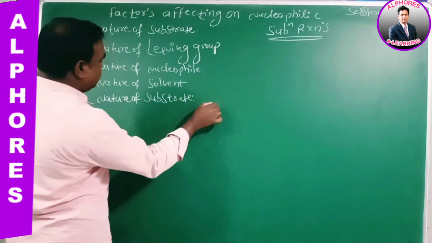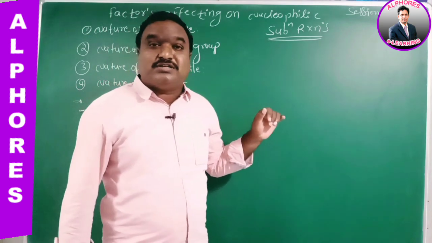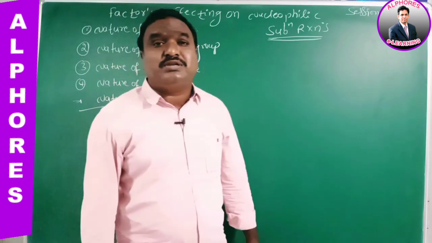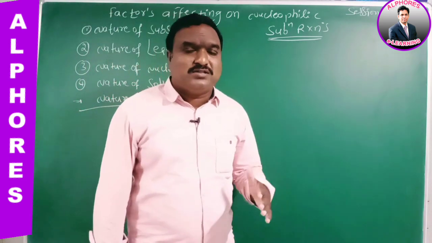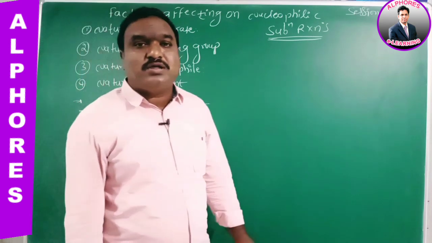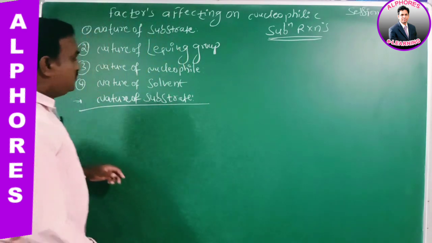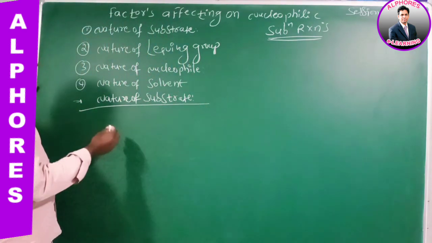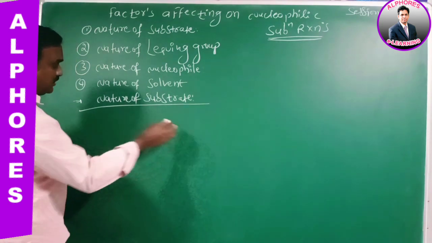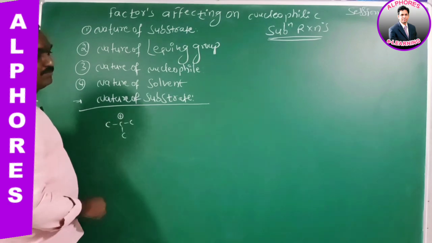First one is nature of substrate. Nature of substrate means tertiary alkyl halides undergo unimolecular nucleophilic substitution reactions. Why? Because the reaction proceeds via a more stable intermediate, a more stable carbocation intermediate here. So what type of alkyl halides undergo unimolecular nucleophilic substitution reactions? Tertiary alkyl halides. So here trimethyl carbocation is given.